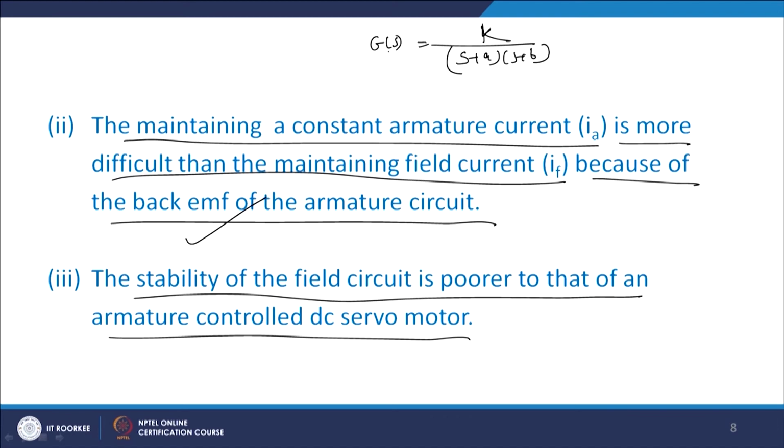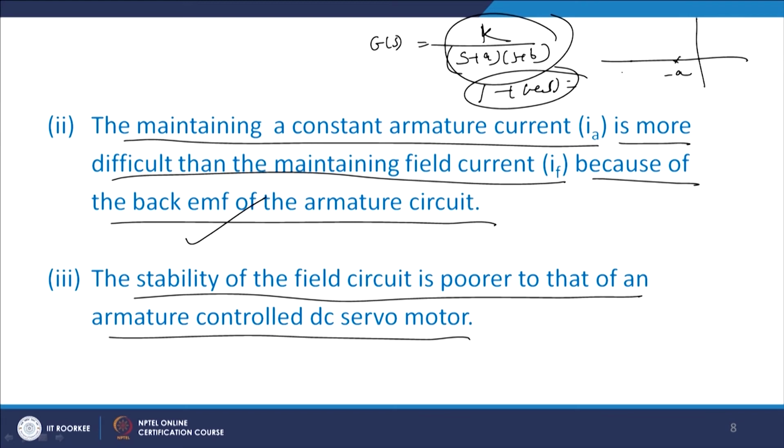This is G(S), this is it in open loop plant, and now what about a closed loop? We can write down closed loop as 1 plus G(S). So, we will find that if you draw the root locus of this, let us say the root locus, let us say it is at minus A and this is at minus B.